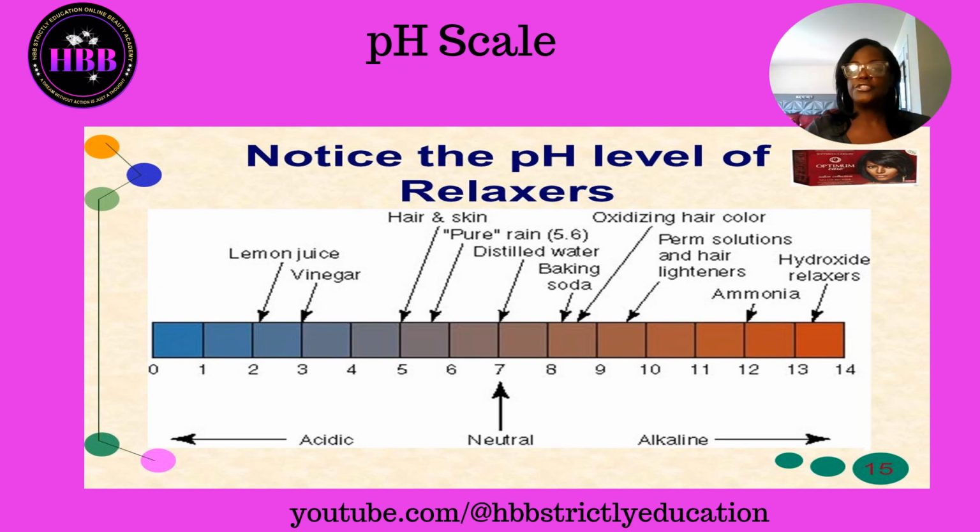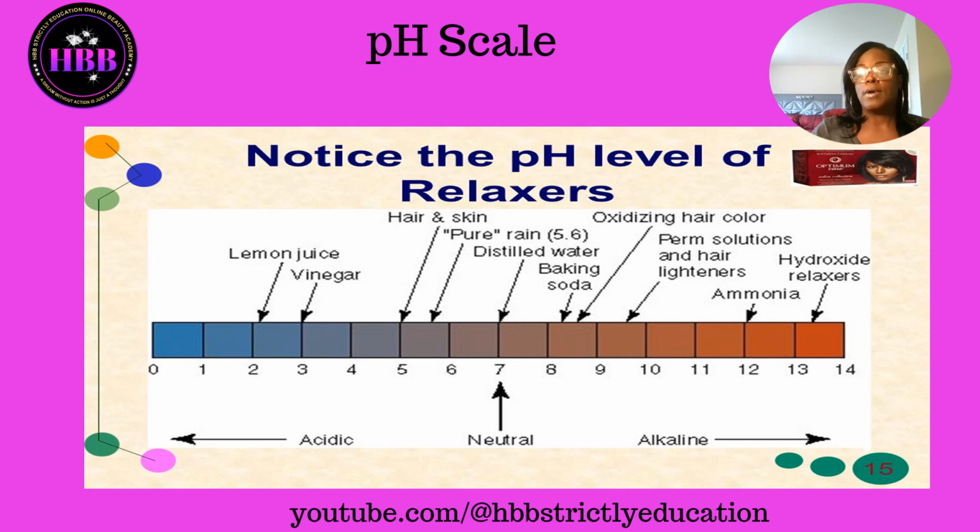Distilled water is at a 7 because remember we saw on the scale water is neutral. Then we have baking soda, which is at about an 8.2. Oxidizing hair color, which is at an 8.6, maybe 8.5, 8.6. And then we have perm solution and hair lighteners at about 9.5. And then we have ammonia, which is at 12. But look where hydroxide relaxers are. So hydroxide relaxers are at a 13.5, which means that they're very high on this pH scale, which means that it's more harsh. All right.